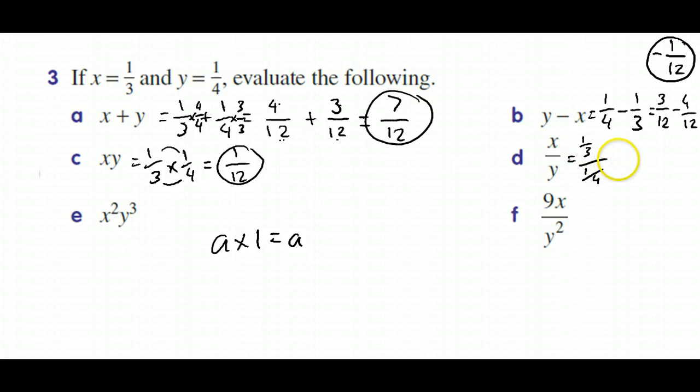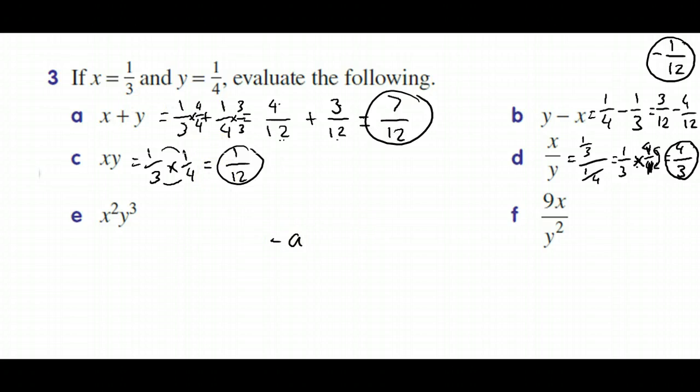Okay, in d we've got x divided by y, so x is 1/3 and y is 1/4. Another way to think about this is to write it like this: 1/3 divided by 1/4. When you've got a fraction divided by a fraction, you can flip the second fraction upside down and change it to a multiply. And so then we're going to have 1 over 3 times 4 over 1. And that's easy. Top times top, bottom times bottom. 1 times 4 is 4, 3 times 1 is 3. So that becomes 4 over 3.